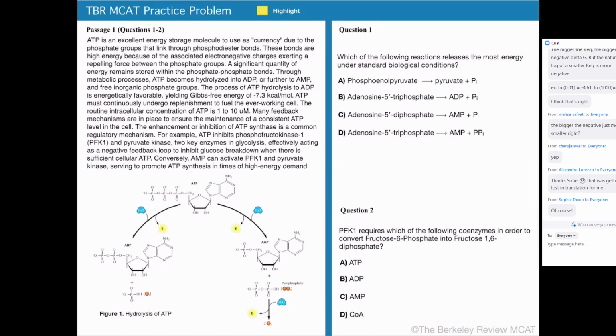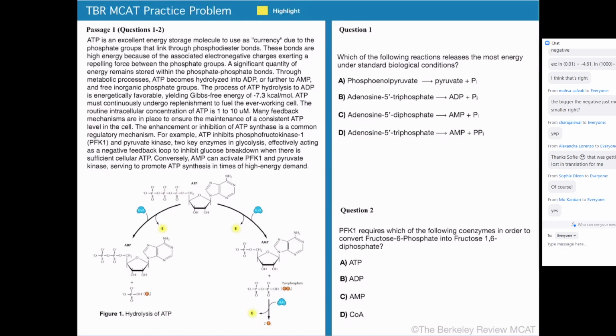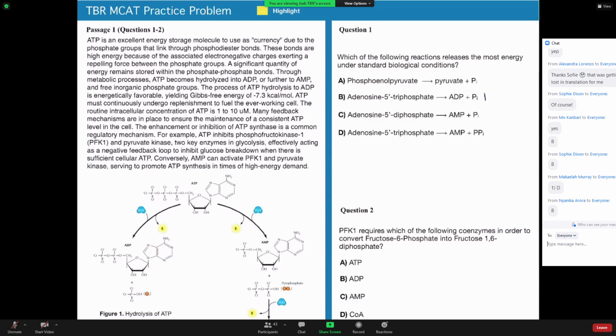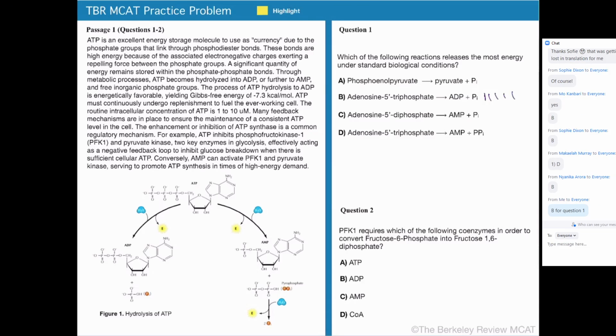Should we take another minute? Maybe 30 seconds. Let's speed this up. Okay. We've got one for B. Anybody else have any guesses? Got a bunch for B. Cool. Okay. We got one for D, and we got one for question 2D.